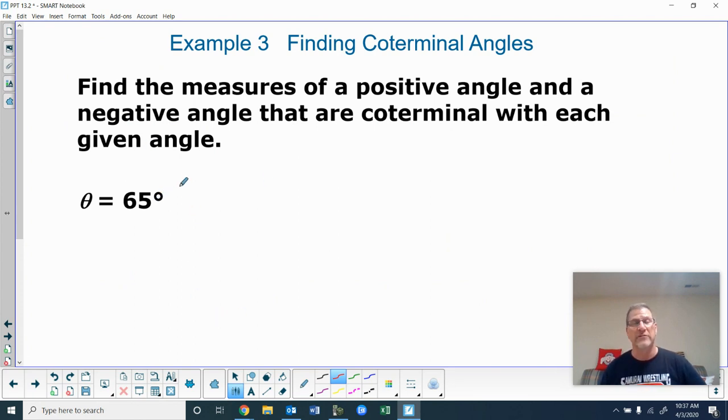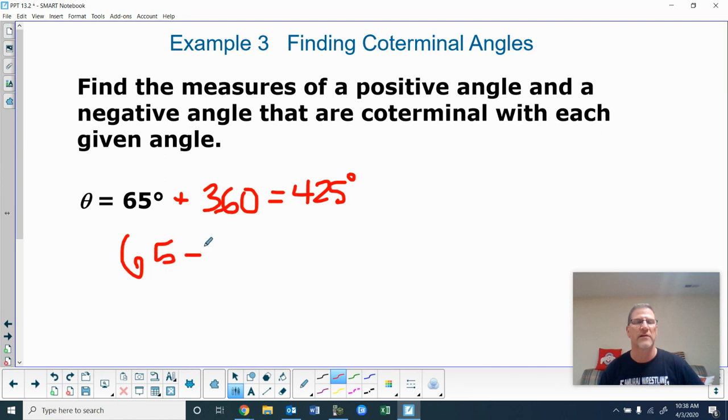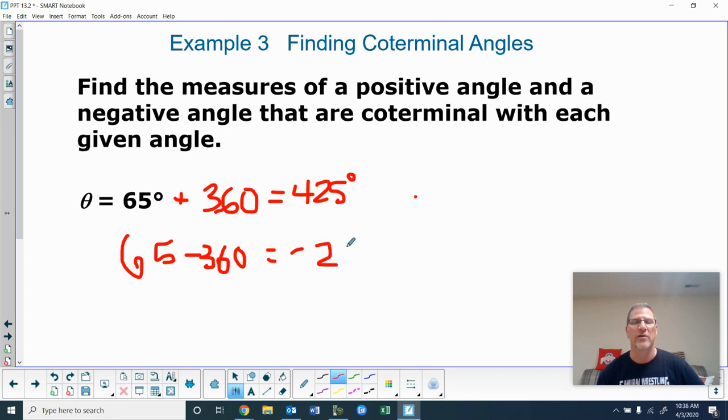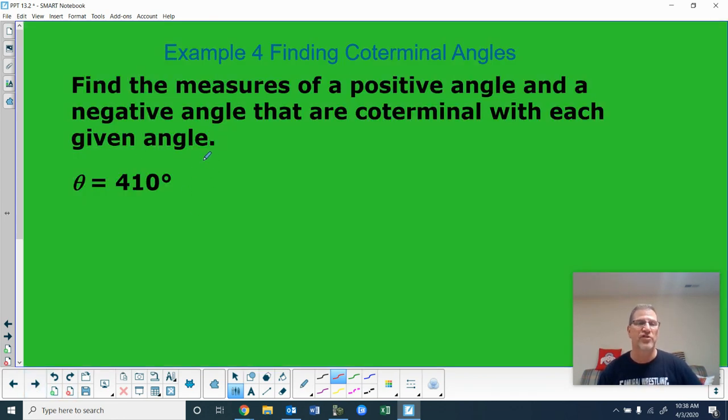All we have to do here to find a positive and a negative is just add 360 and subtract 360. 360 plus 65 would be 425. And then 65 minus 360, make sure I do this right, that's negative 295. So there are two angles coterminal with 65, one positive and one negative. Now this one's over 360. What I do in that situation is subtract 360 twice. When I subtract 360 from 410, I get 50.